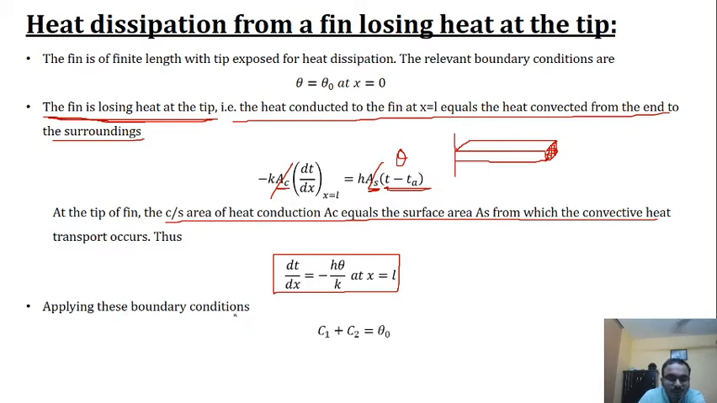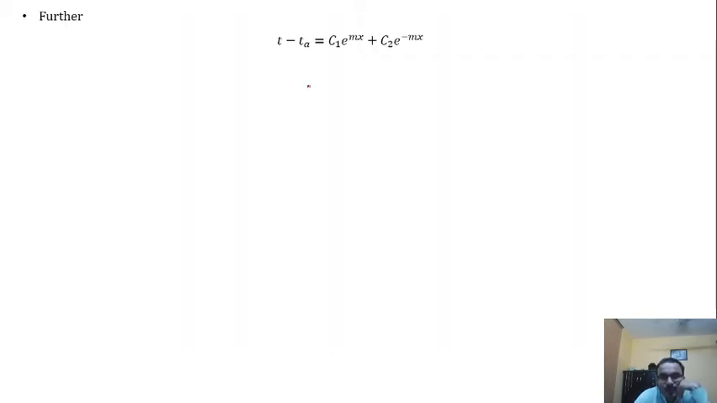Applying these boundary conditions, the first condition is as it is, that is C1 plus C2 is equal to theta 0. Further, this is our standard formula: T minus T infinity is equal to C1 e raised to mx plus C2 e raised to minus mx. Now the value of the differentiation, dT/dx at x equal to L, is given by mC1 e raised to mL minus mC2 e raised to minus mL, is equal to minus h theta by k. This is as per our previous slide.